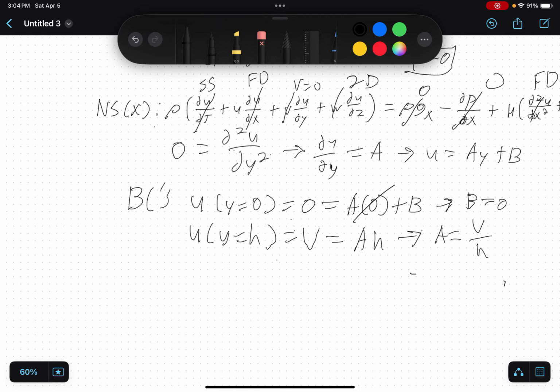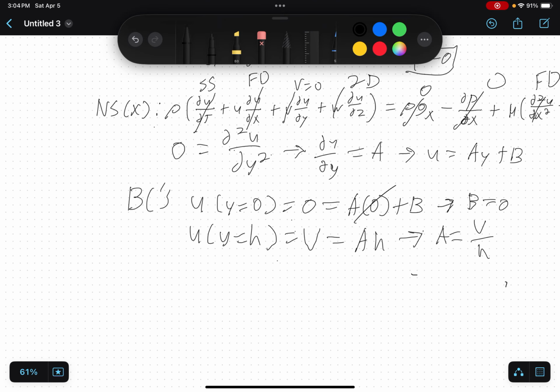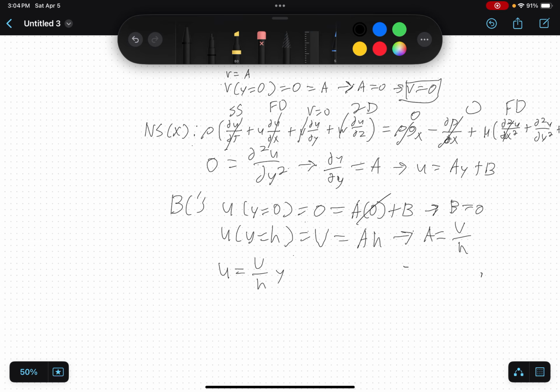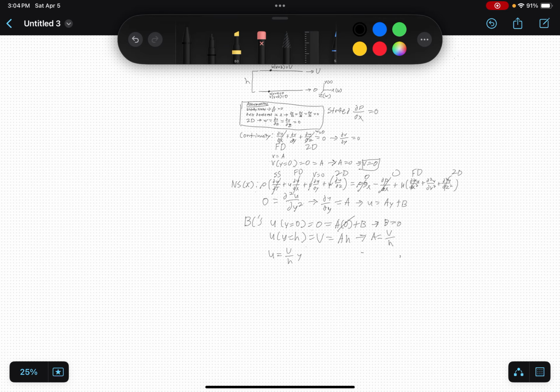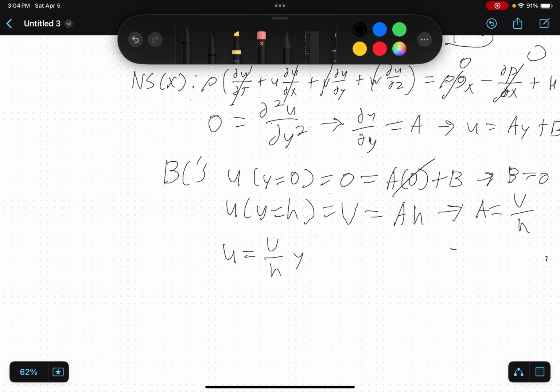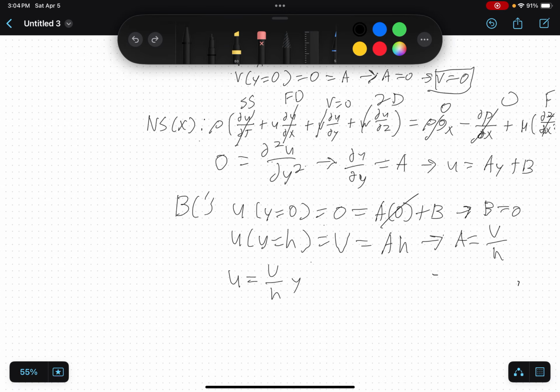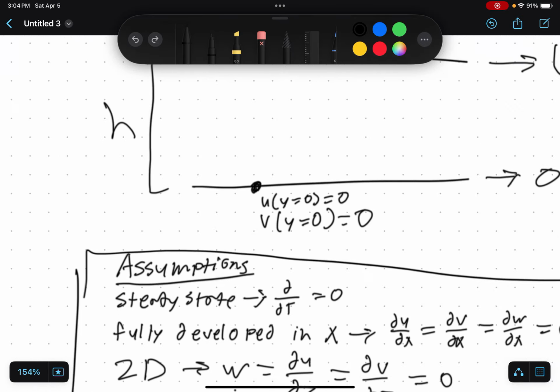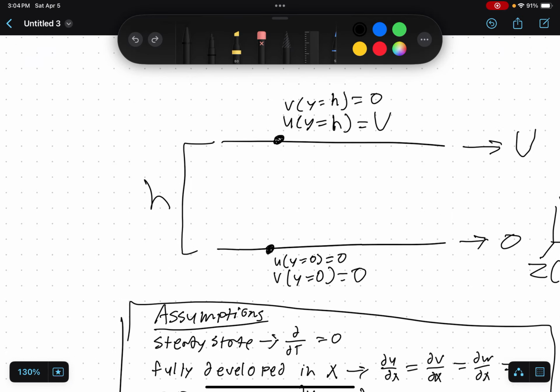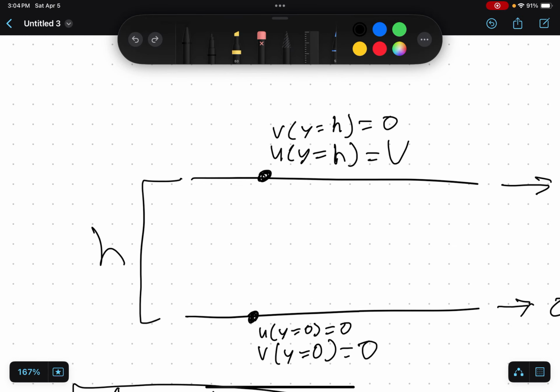Okay, so now the final equation: u equals U over h times y. That's it. So what does this mean? This means that at y equals 0, it will equal 0, and at y equals h, it'll equal U.